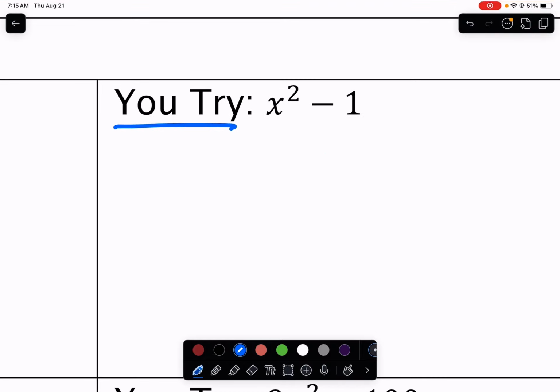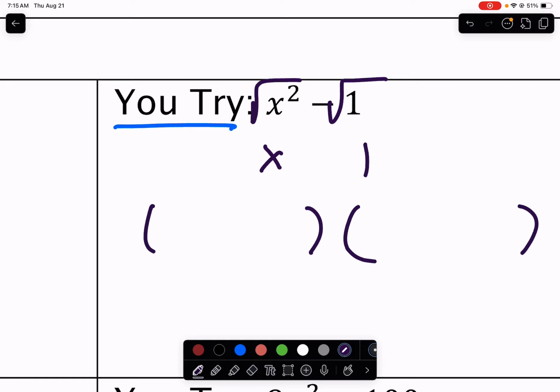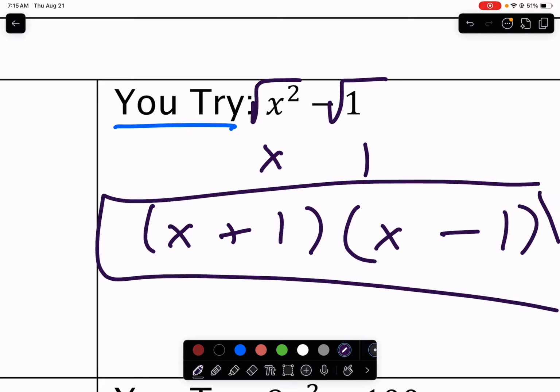All right, so we got 2 terms. We can square root both of these. We get x, we get 1. All right, so then we're going to follow our plus minus pattern: x plus 1, x minus 1. And that would be our answer there.